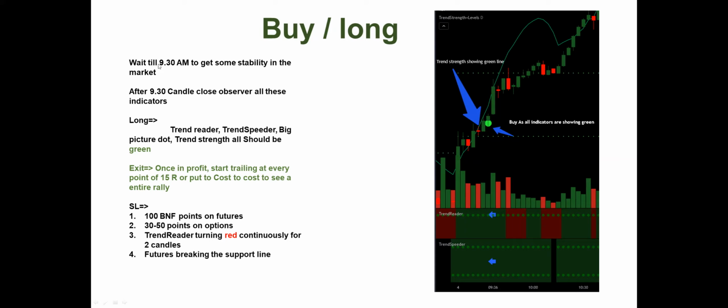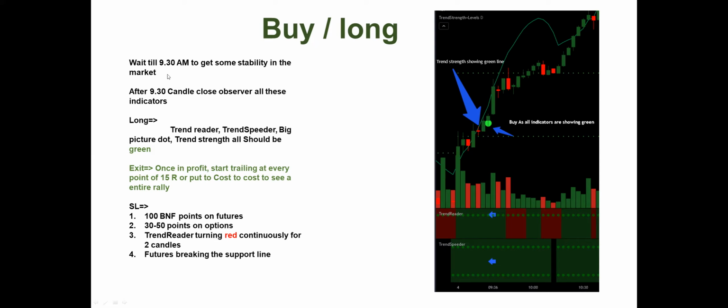For any day, wait till 9:30 a.m. to get some stability in the market. Better to avoid the opening trades, because whenever there is a gap up or gap down, these indicators, since they are technical based, will give chaotic signals, right? Better to wait till 9:30, by when the market will be a little bit stabilized. Then you can go for trading, right?